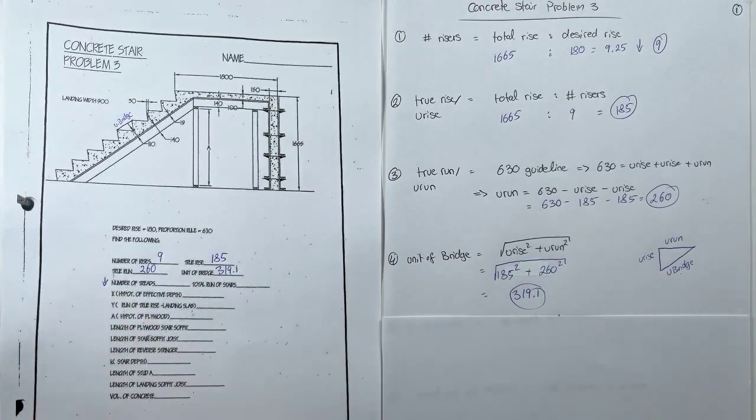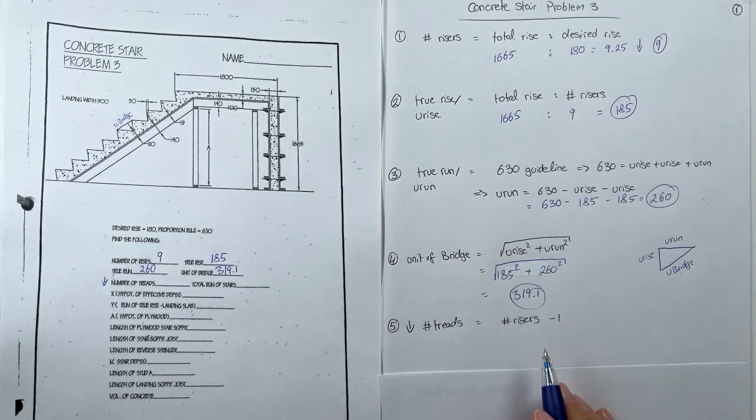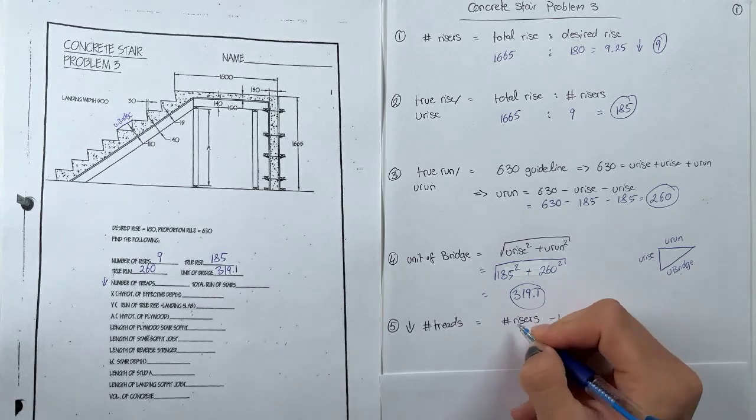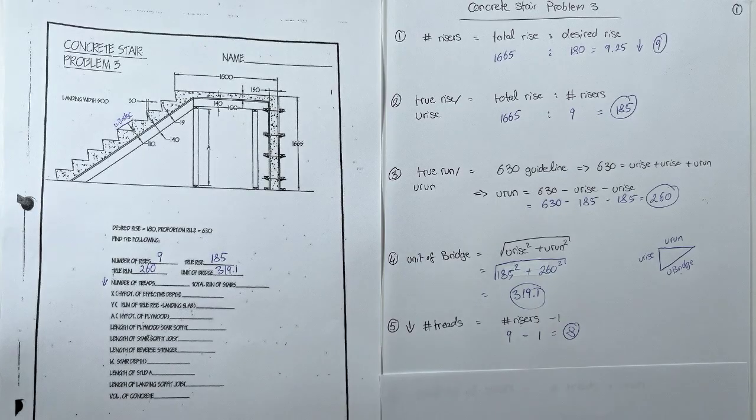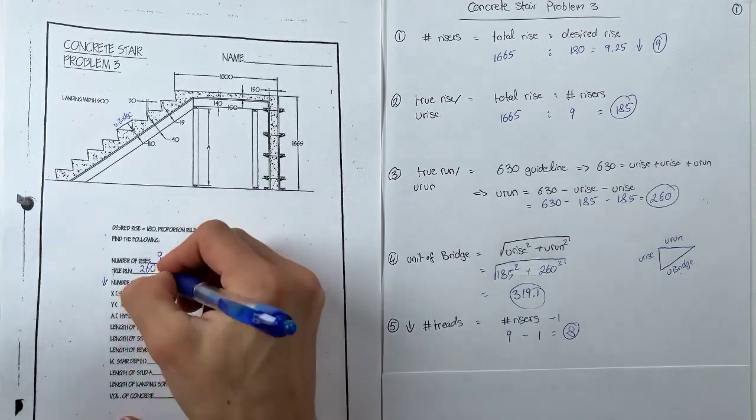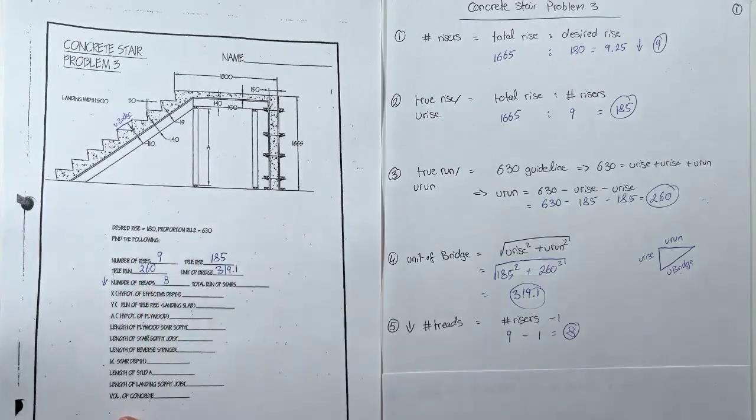319.1. Perfect. Next, number of treads, always one less than risers. So number of risers minus 1. So we had 9 minus 1 gives us 8. 8 treads.